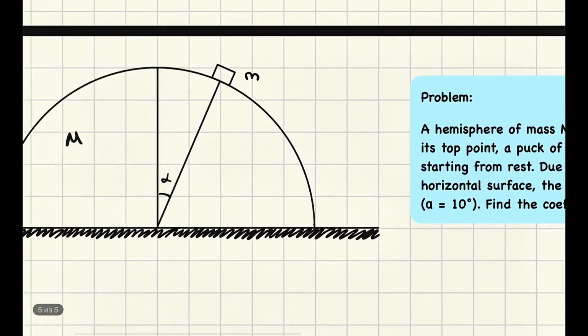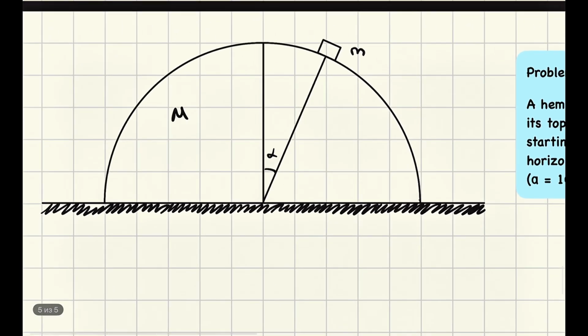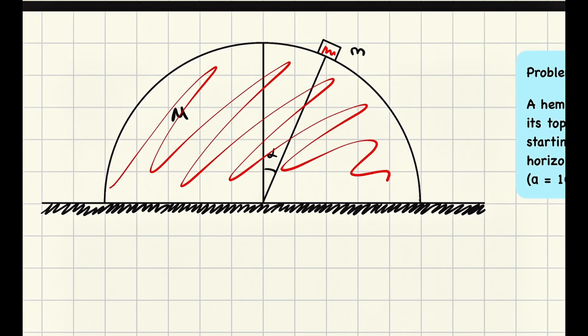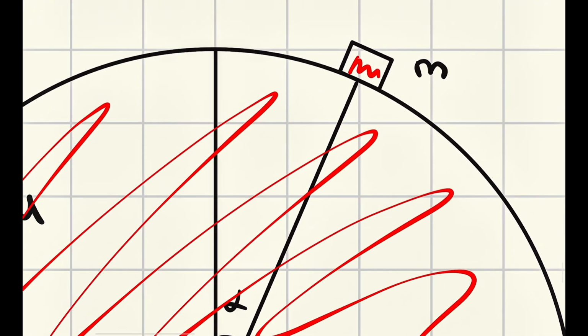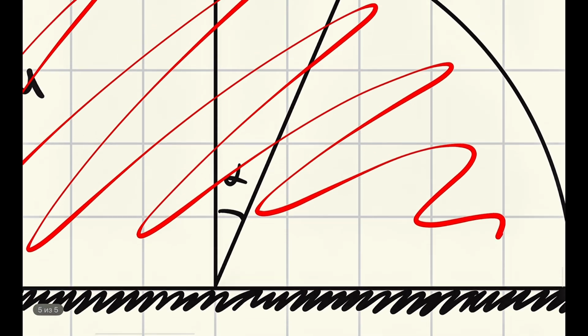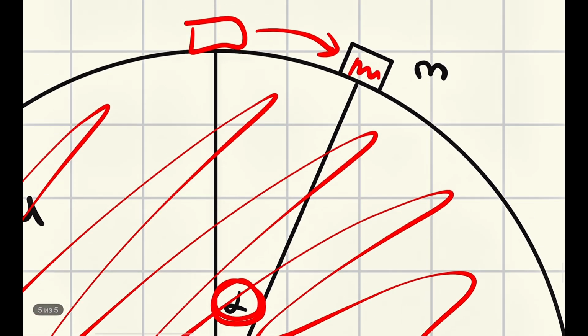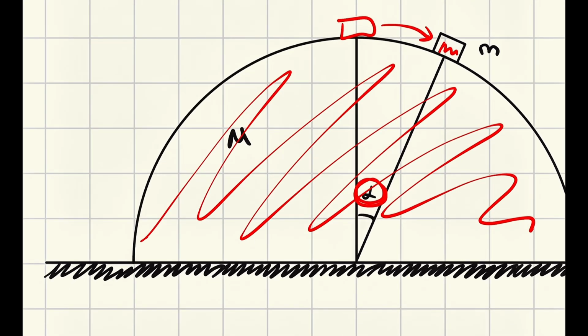Okay, if we imagine it, it would be something like this. We have two blocks, yeah? This thing is a huge block, and this thing is a small block. At the very beginning it starts here, and when this alpha gets to 10 degrees, this huge block experiences some force horizontally.